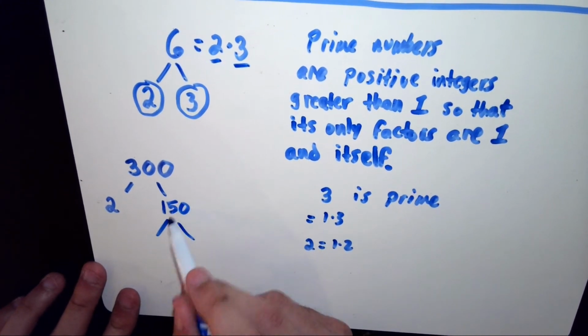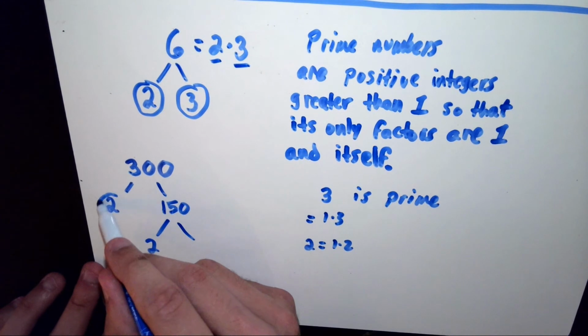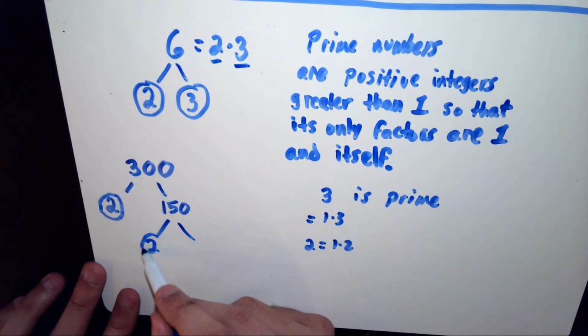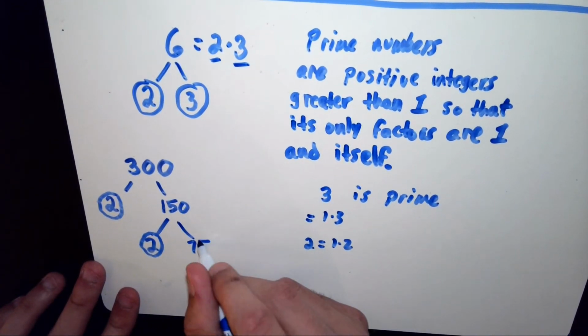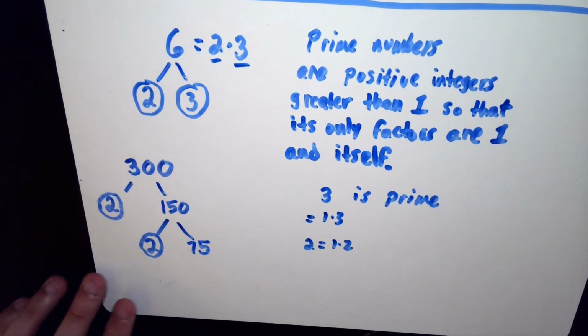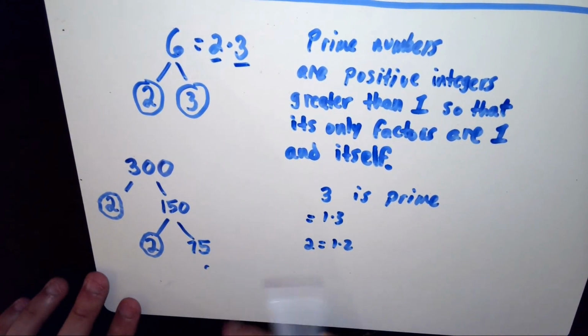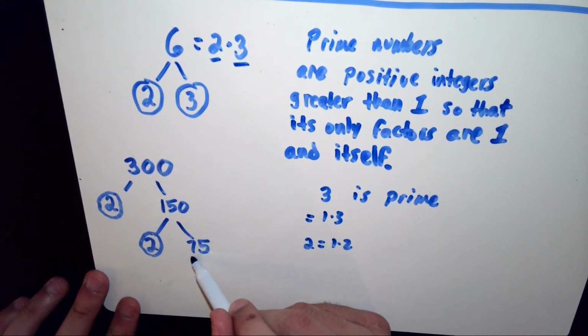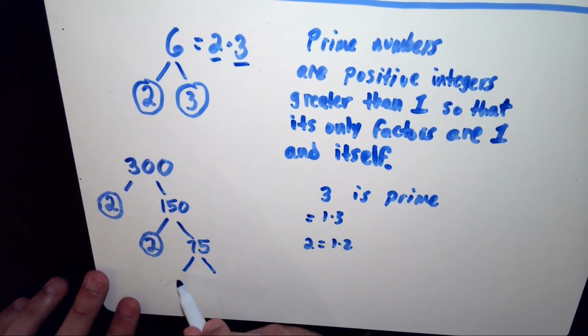2 goes into 150 because it's even. So again, notice I circle the primes as I go along. Okay, but 75 isn't prime because any number ending with 5, other than 5 itself, cannot be prime because 5 will go into it. So this is 5, which is prime.